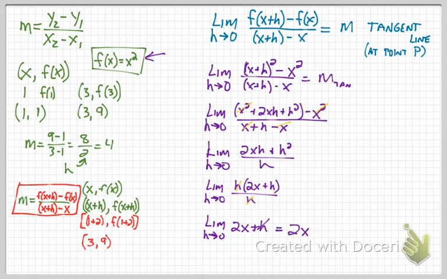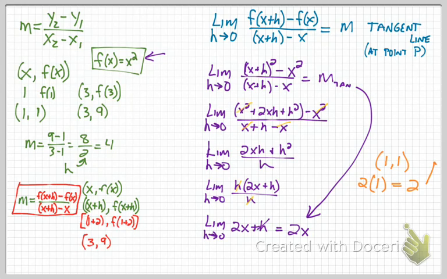So what does that mean? That means that this is, just like we said up above, the slope of our tangent line. So we could pick any point on our curve and we could find the slope at that point. So at the point 1, 1, we have a slope of, well, 2 times 1, so our slope is going to be 2.